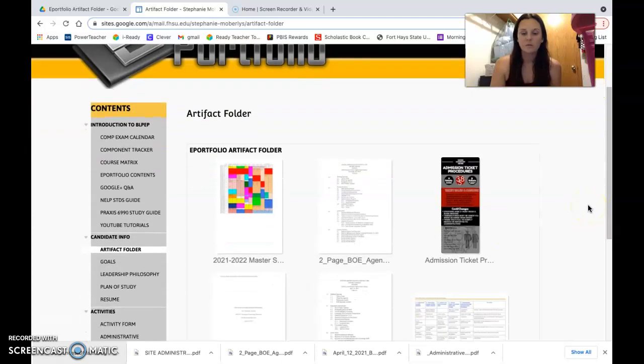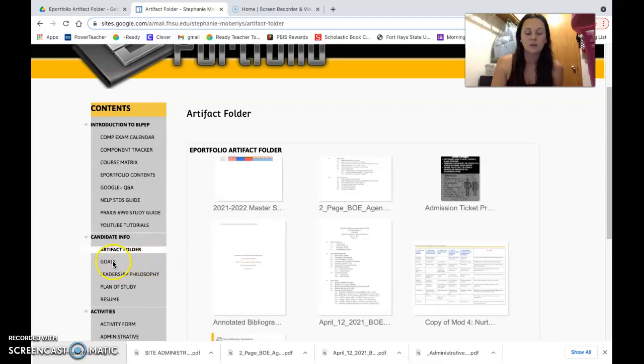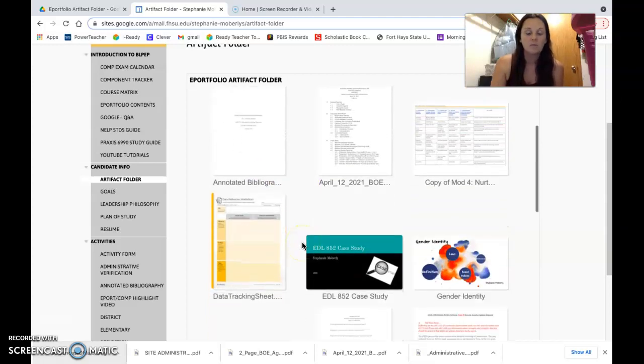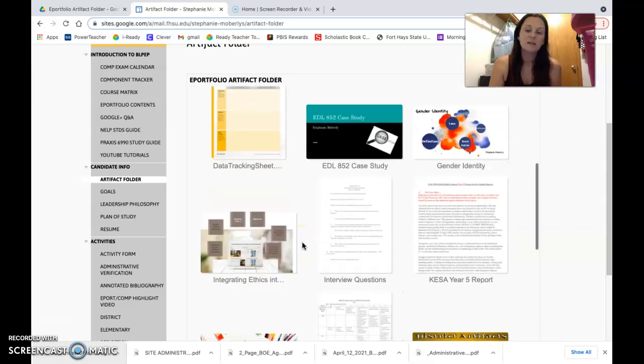Within my artifact folder are going to be all of the documents that you'll find within my ePortfolio. All of the documents, including like my goals video, my philosophy, my plan of study, my resume, as well as all of the documents that are embedded within my slideshows for my secondary, elementary, and district activities, the 22 activities required. So these are just some of the activities.